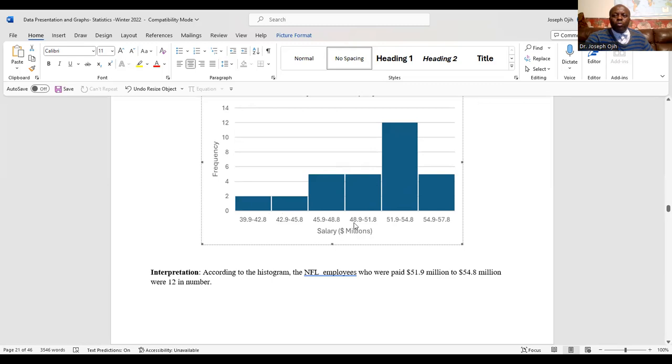Now, when I ask you a question like this in the exam, you'll be led to the answer. The question will be asked: how many of them made 51.9 to 54.8 million? You see what I mean? That's how we ask it. How many of them made this amount? How many of them made so and so amount?